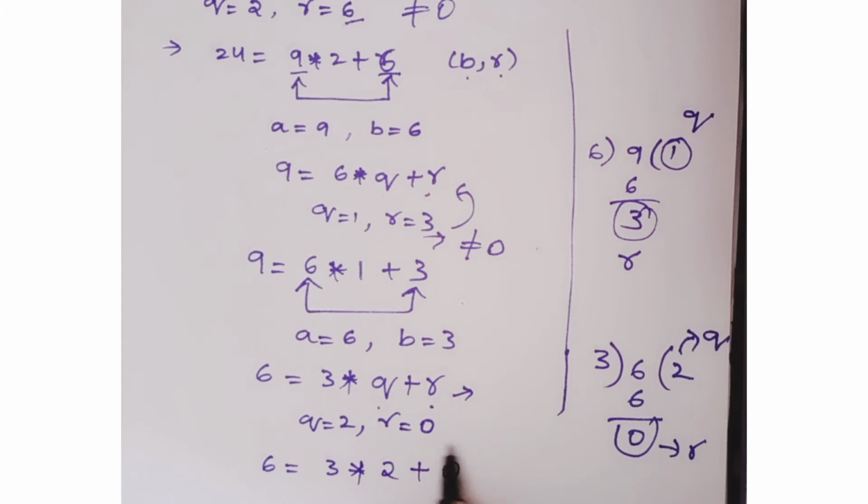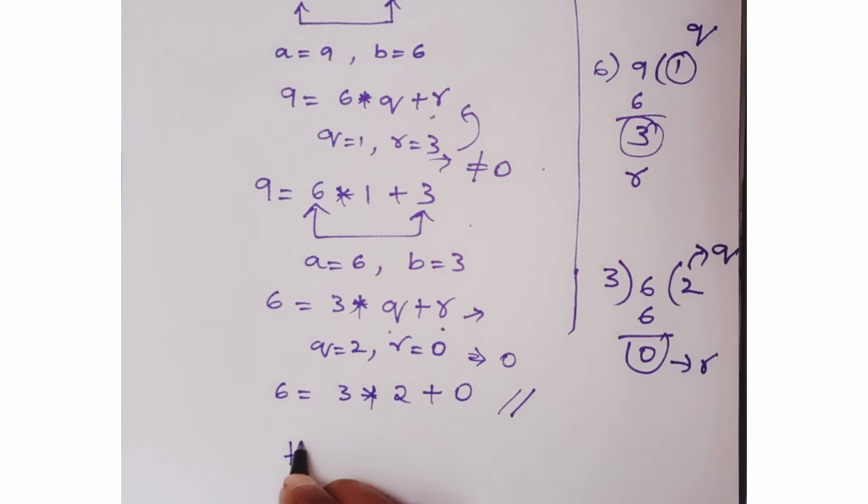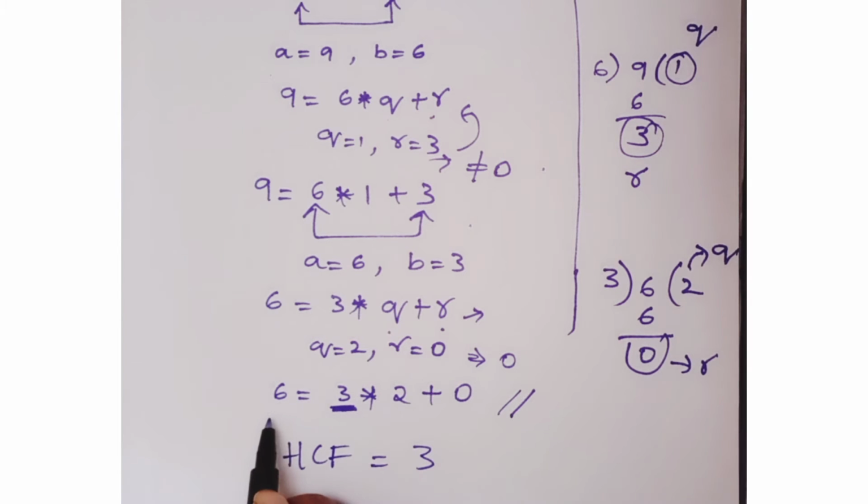When you check for r, it is nothing but 0. So you need to stop the process. So the HCF value is 3. That is whatever is present in the place of b. When you substitute in the division algorithm, you get a equal to b into q plus r. So whatever is present in the place of b is the HCF. So HCF is equal to 3.